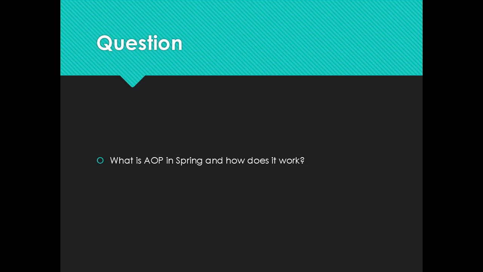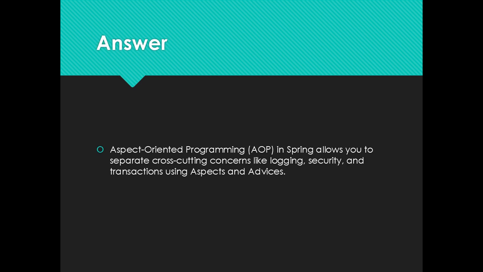Question 13. What is AOP in Spring and how does it work? Answer: AOP, or aspect-oriented programming, allows you to separate cross-cutting concerns like logging, security, and transactions from the core business logic. Spring's AOP module lets you define aspects and advices that are applied to specific methods using annotations.